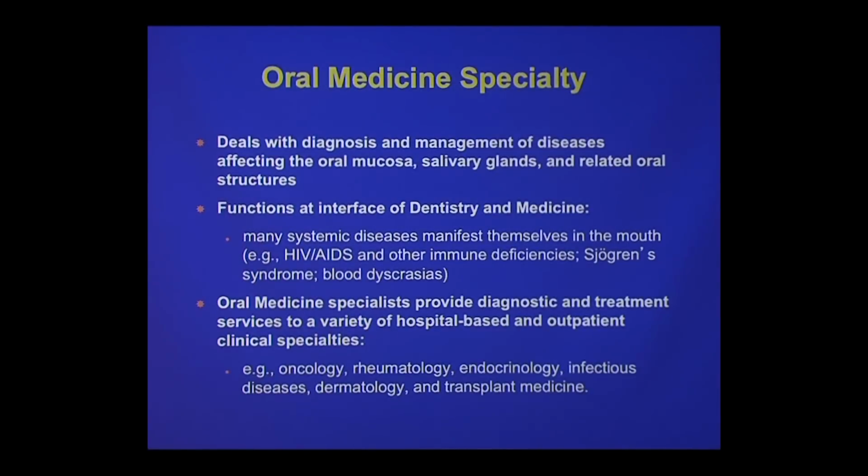There are lots of systemic diseases that have a manifestation in the mouth. And so that's what we do. Examples of these systemic diseases may be HIV/AIDS or other types of immune deficiencies, Sjogren's syndrome, certain blood dyscrasias, certain autoimmune diseases. So we provide diagnostic and treatment services to lots of outpatients, but also hospital-based patients. And so we interface with specialties like oncology, rheumatology, endocrinology, infectious diseases, dermatology, and transplant medicine.